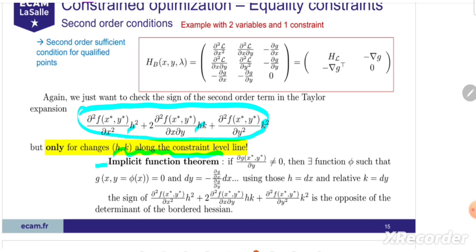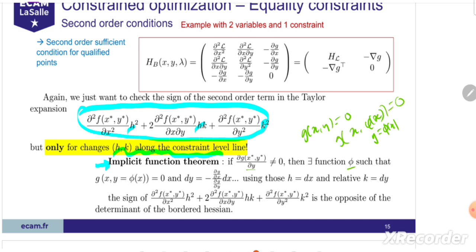If you want to prove that, you can use what we saw last year, the implicit function theorem. For your constraint g of x, y, if you're looking at the curve g of x, y equal to 0, then you know that, if one of the derivatives is not equal to 0, you can locally express y as a function phi of x. That was the implicit function theorem.